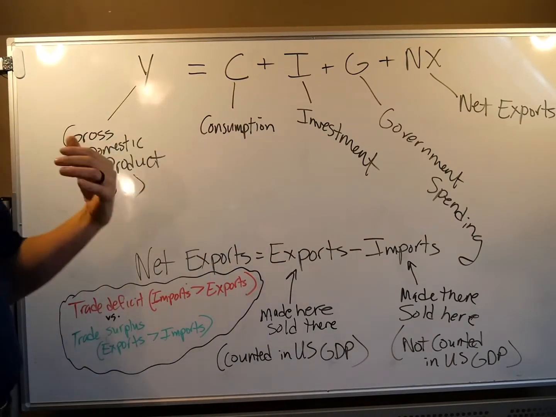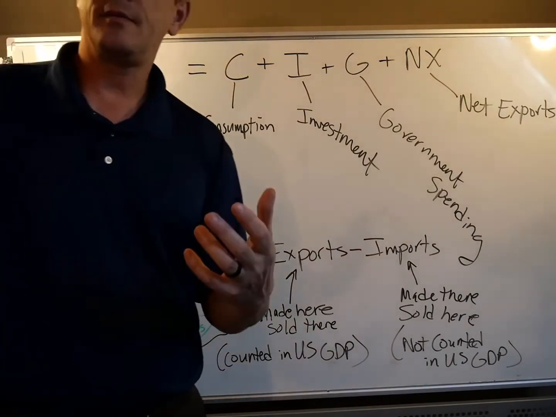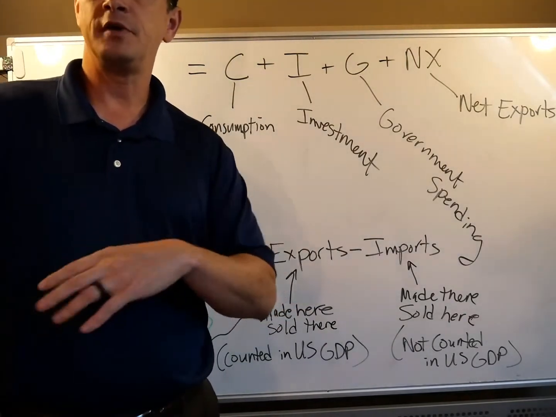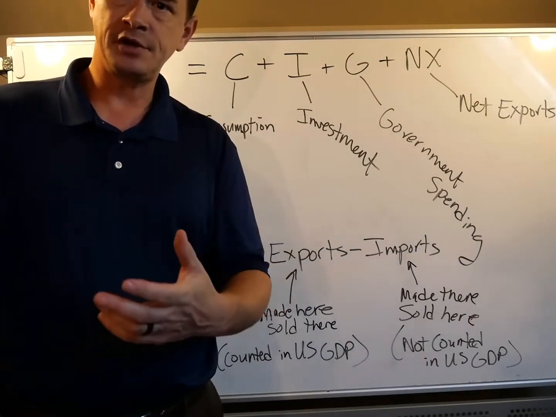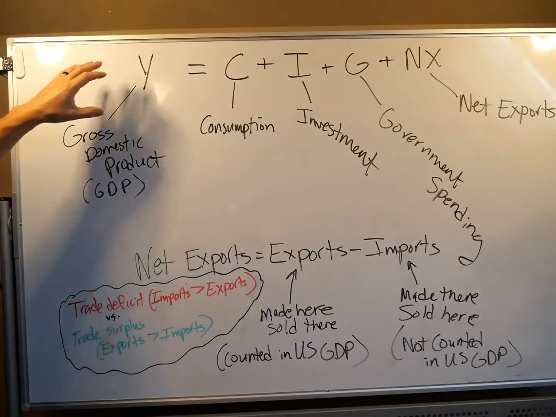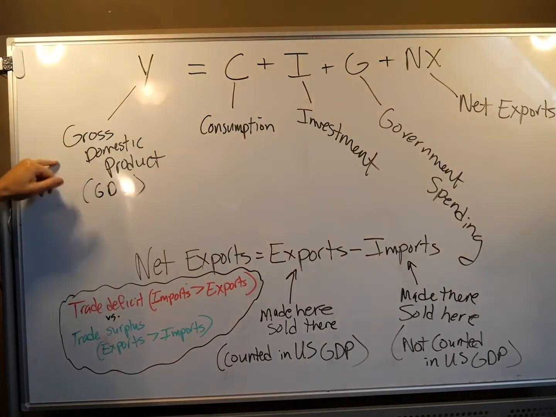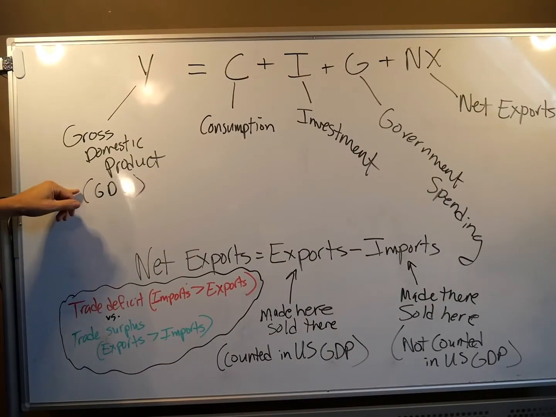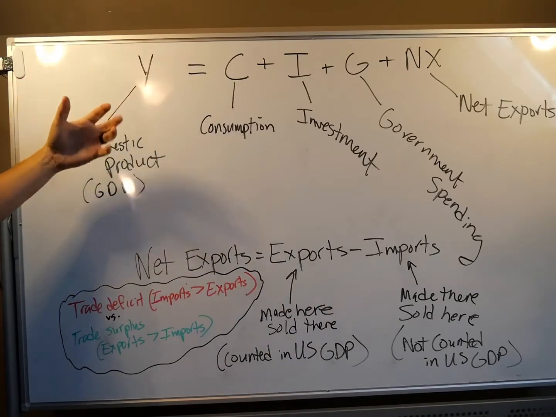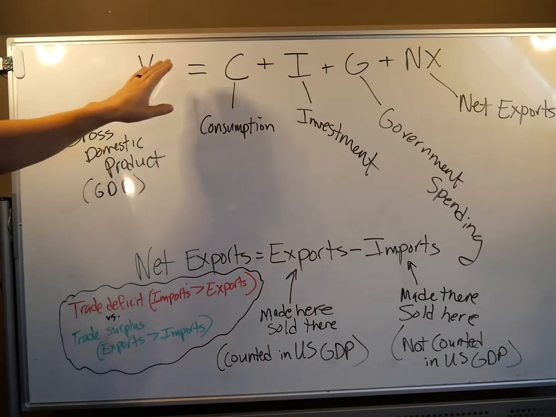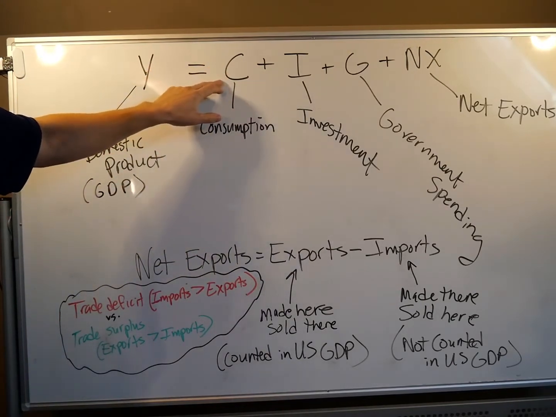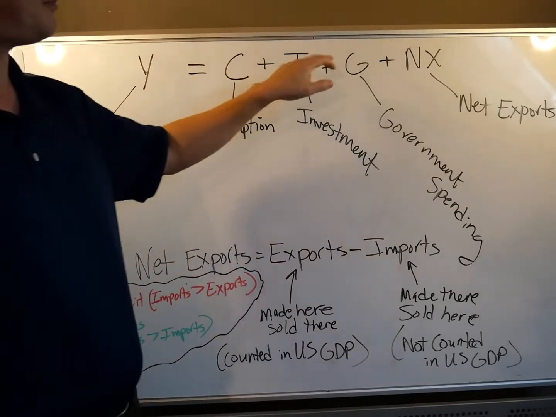Y is basically, in economics, either income or output. It can also be expenditure because income equals expenditure. So Y, we think here, is basically gross domestic product. That's our GDP. This is what we're producing. This is what we're consuming. Income equals expenditure. So Y equals C plus I plus G plus NX.